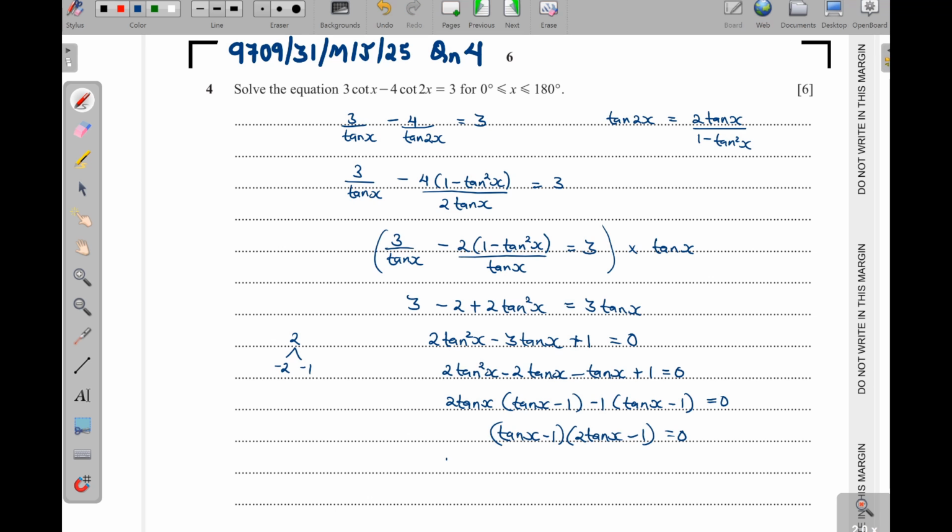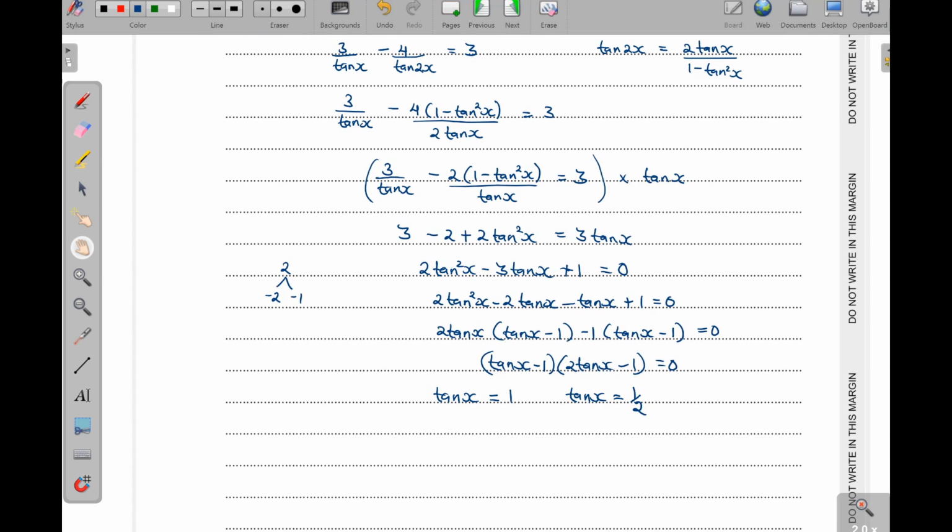So when I equate this one to 0, then tan x will be equal to 1. And then when I equate this one to 0, tan x is going to be equal to a half. And all of them are positive. So remember, tan is positive in the first and third quadrants. But they only need from 0 to 180.